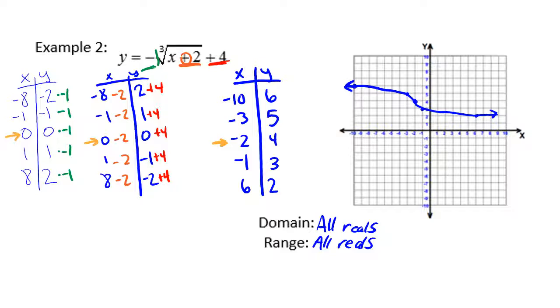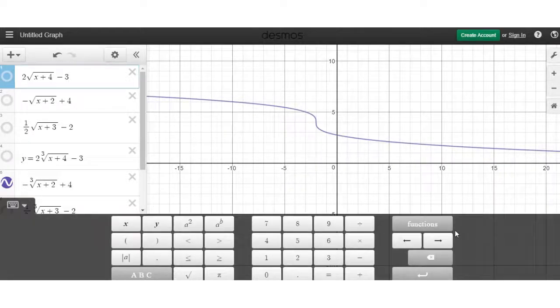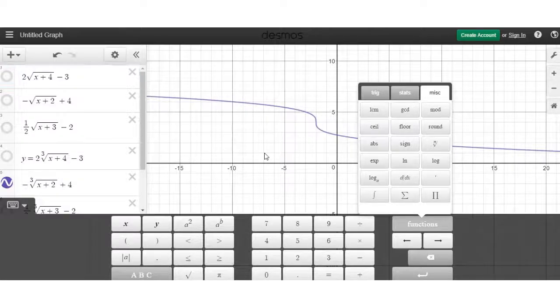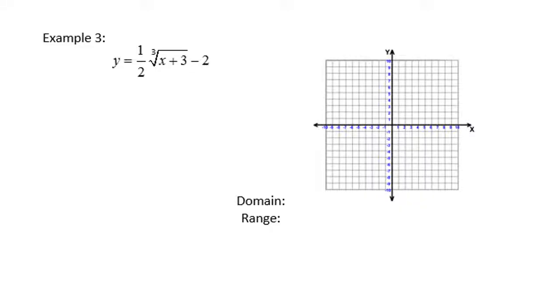And let's take a look at checking our solution in Desmos. So here in Desmos, make sure you use that negative and the cube root function under the keyboard, under Functions, Miscellaneous. Here I can see how that negative affected my graph. It flipped it. And I can see I shifted left 2 and up 4. So I took that parent function, I just moved it left, up, and flipped it. Okay, let's take a look at one more example.